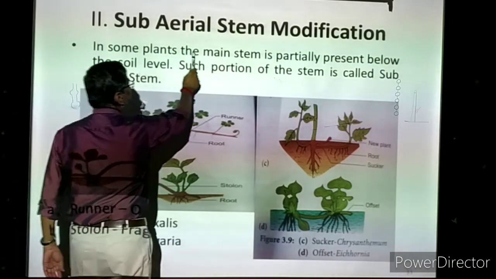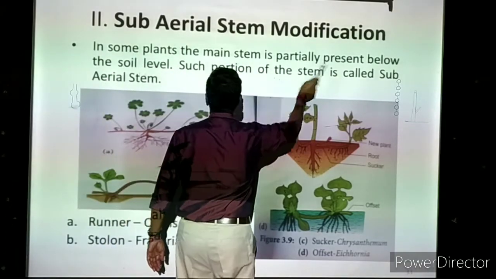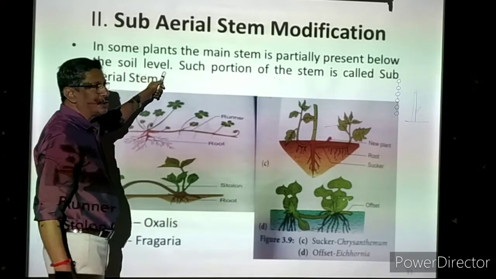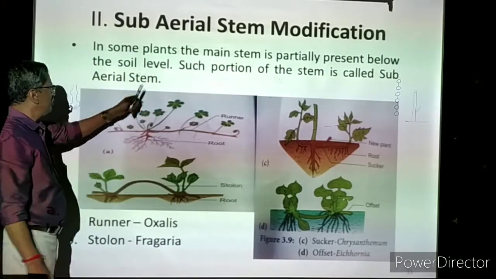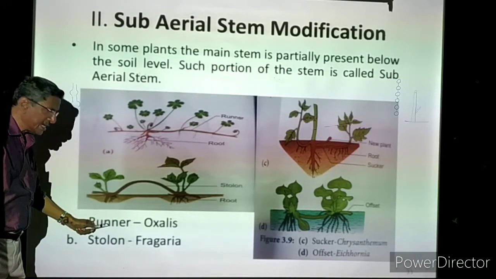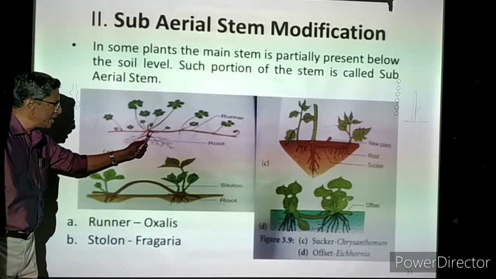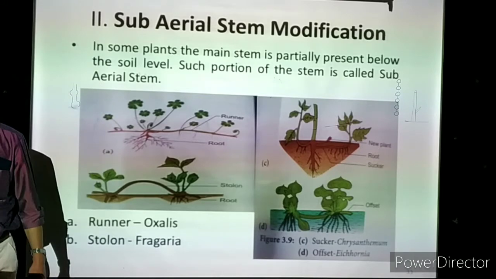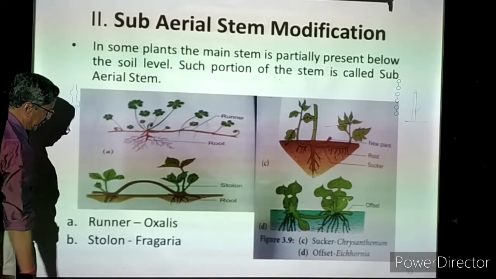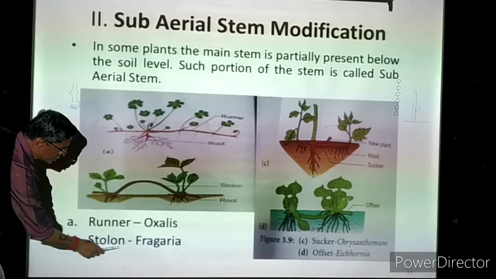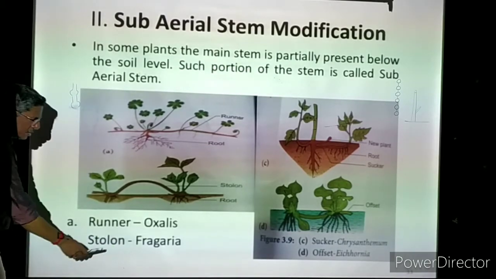In some plants, the main stem is partially present below the soil level. I told you the meaning of subaerial. Such a portion of the stem is called a subaerial stem. So the first one is a runner, that means the lateral branches growing on the surface of the soil. The second one we are going to see, in the same way, is called a stolon.